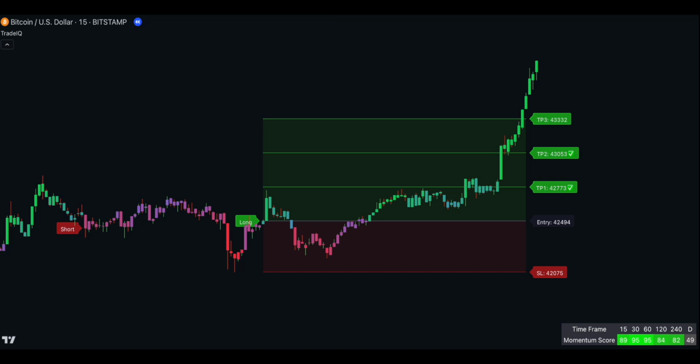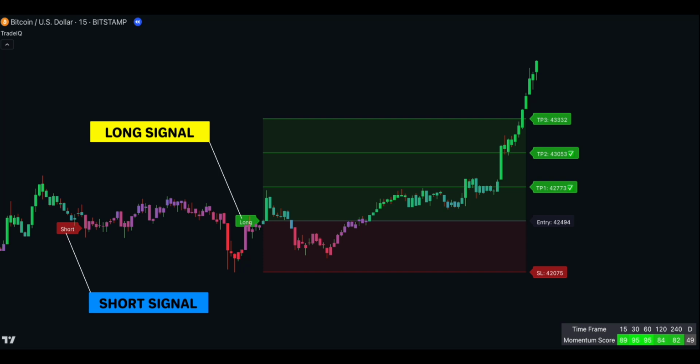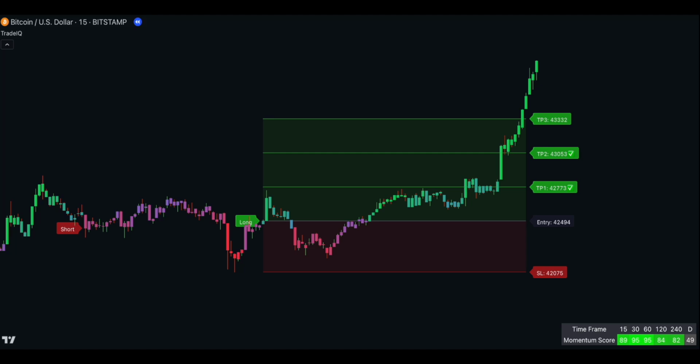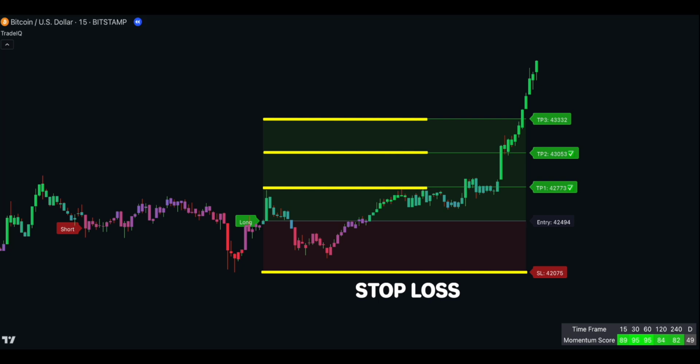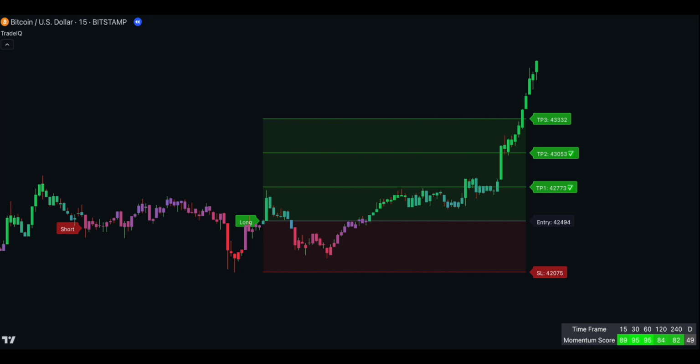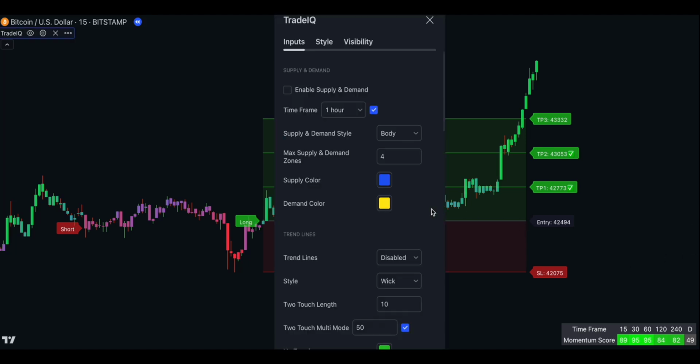The TradeIQ Toolkit indicator is a comprehensive tool designed for traders looking to enhance their market analysis and decision-making process. The indicator comes with easy-to-read long and short signals. This feature provides clear entry alerts for buying or selling. Each signal comes with designated stop-loss levels to manage risk and take profit targets to maximize gains. This makes the trading process a lot faster and easier since you can see the entry, stop loss, and profit target prices. You can enable or disable these buy and sell signals in the indicator's inputs.